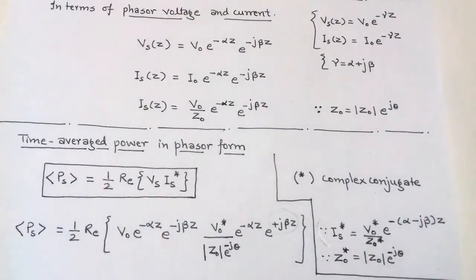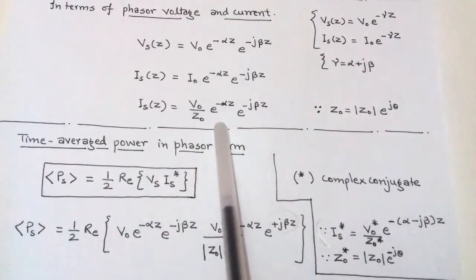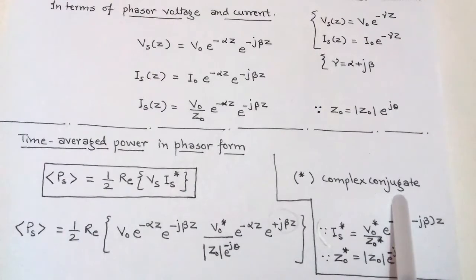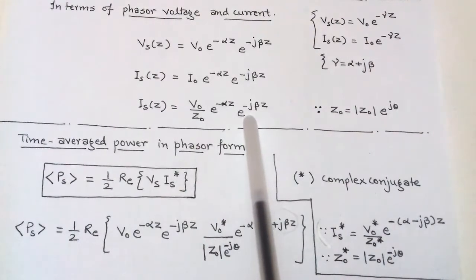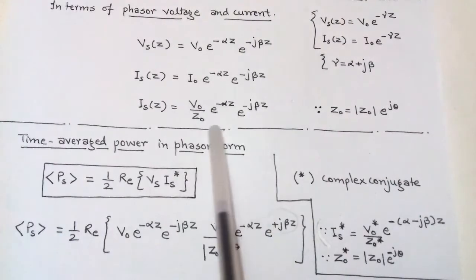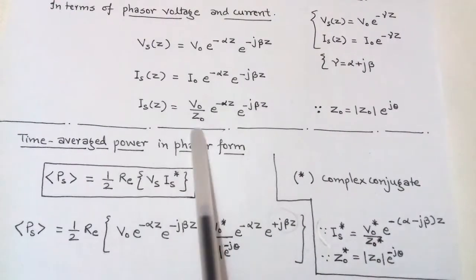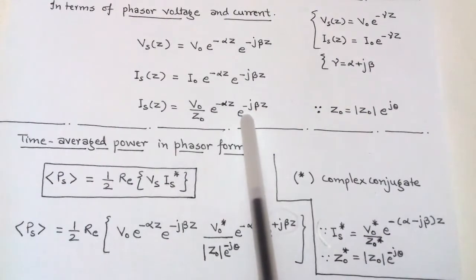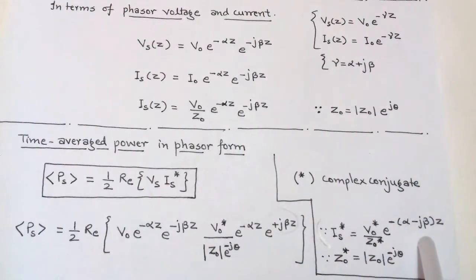Since the current phasor is V0/Z0 e^(-αz) e^(-jβz), and we know that to determine the complex conjugate we have to change the sign of the imaginary part. So the complex conjugate of the current phasor is V0/Z0 star into e^((-α - jβ)z)... more precisely, in the current phasor there is an imaginary term, e^(-jβz), and its complex conjugate is e^(jβz).